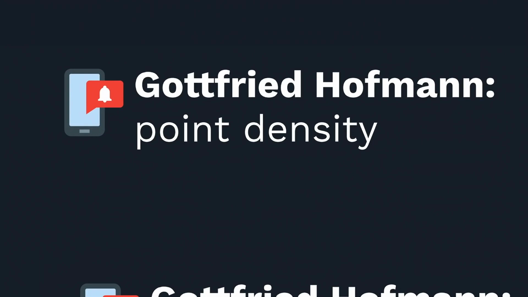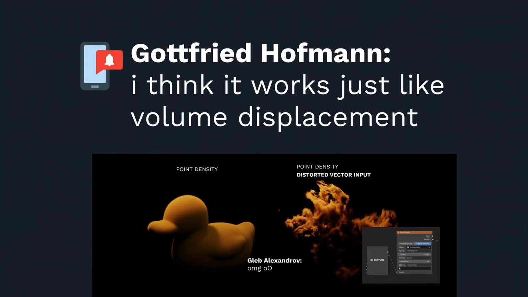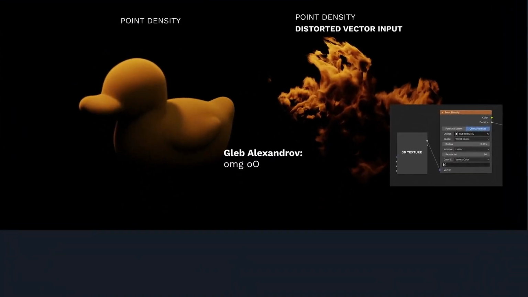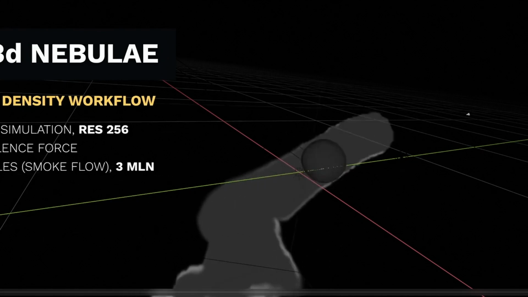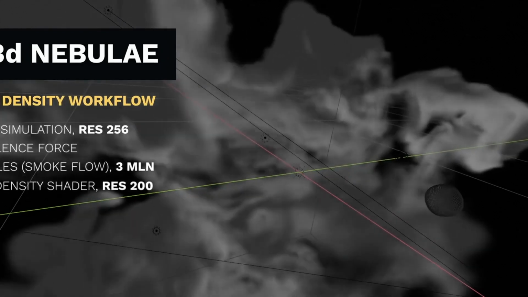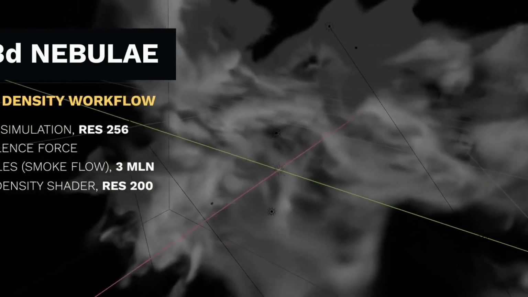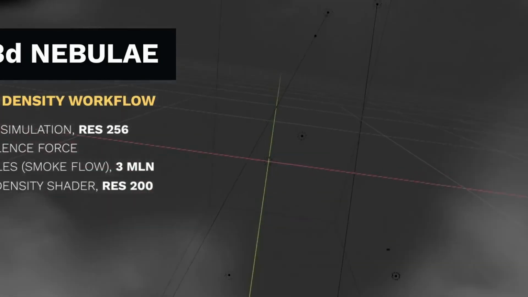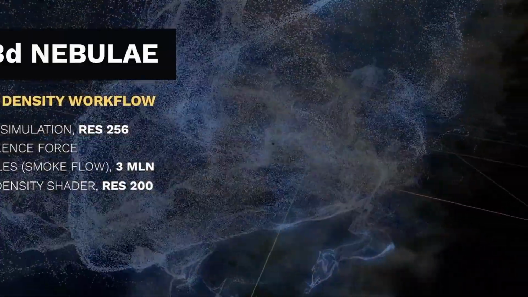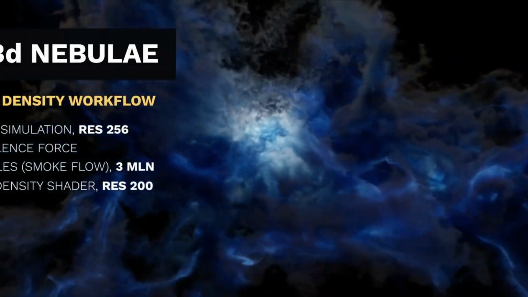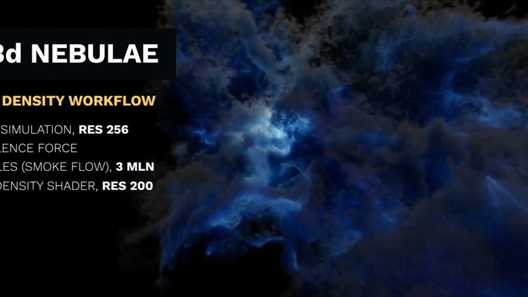And instead, Gottfried proposed to use the point density shader. The point density shader indeed worked just like volume displacement when you think about it. Let's see how it works, actually. I want to show you. So first, you run this smoke simulation. This one is, by the way, controlled by the turbulence force field. And then you add some particles, and you make particles follow the smoke using this smoke flow force in Blender. And then you turn these particles into tiny volumetric points in space, or voxels, using the point density shader.